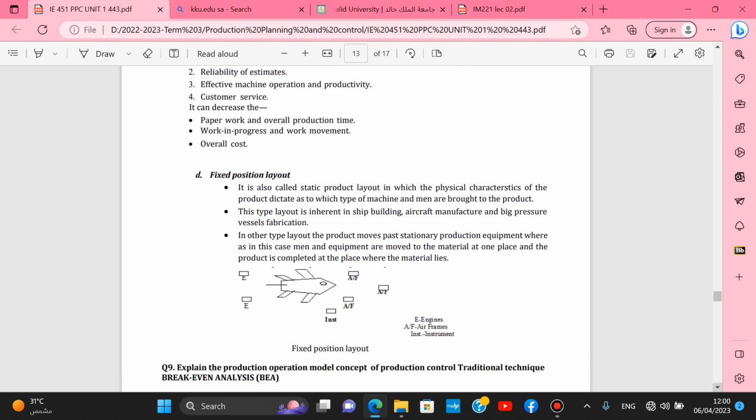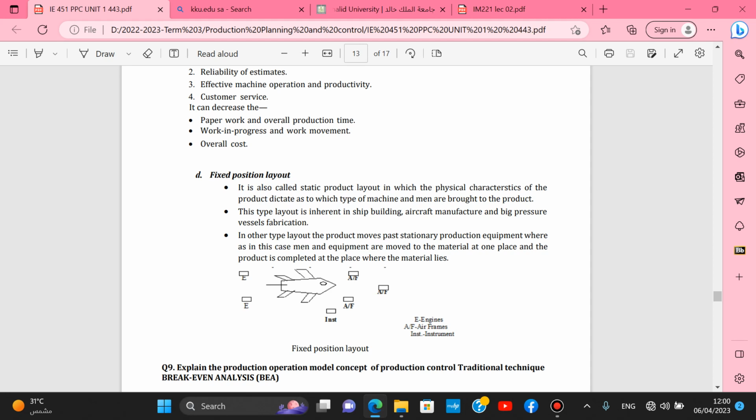النوع الأخير هو Fixed Position Layout اللي حكينا عليه في صناعة الطائرات وإلا السفن وإلا لما يكون البرودكت fixed at its place and the machines هما اللي بيتنقلوا المكان صناعة البرودكت. It is called static product. static لأنه ما يتحرك البرودكت. Static product layout in which the physical characteristics of the product dictate as to which type of machine and men are brought to the product. So machines and men are brought to the product and the product is static.